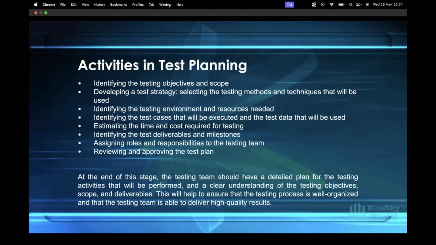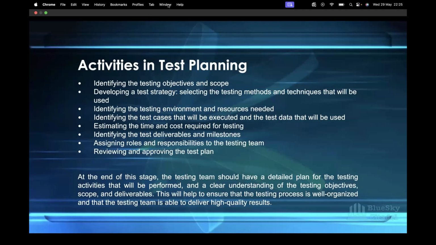So the activities in test planning: identifying the testing objectives, like I said earlier, and the scope, and developing a test strategy. This is you selecting the testing methods and the techniques that will be required for the project, and then identifying the testing environment and the resources that you need. So all this will have to be in your test plan. You identify the test cases that will be executed, and if any test data is required, estimating the time and cost required for the testing. And this is where you also identify your test deliverables and your milestones.